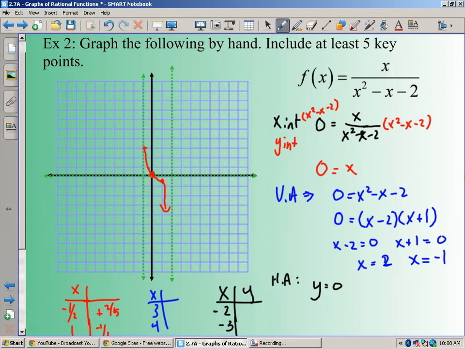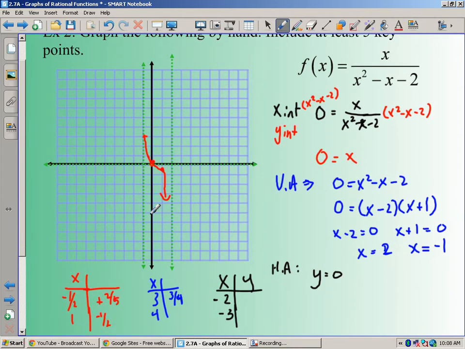It's just a matter of crunching the numbers on these if you want to on your own. If I put 4 in, I get 4 on top, and on the bottom it's 16 minus 4, which is 12. 12 minus 2 is 10, so I have 4/10, which is 2/5. So at 3, I'm at 3/4, which is almost 1. And at 4, I'm at 2/5, which is a little less than half. So I'm getting closer, so the graph should look something like this.